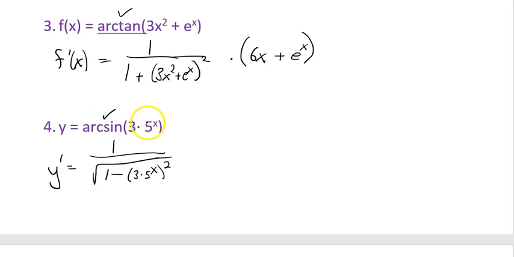Then I move to the derivative of the inside. So the inside is an exponential rule, but I have that 3 that I need to bring down. It's not a product rule because the 3 does not have an x with it. So I just bring the 3 down, and then I do the exponential rule with the 5 to the x. So 5 to the x times the natural log of 5.